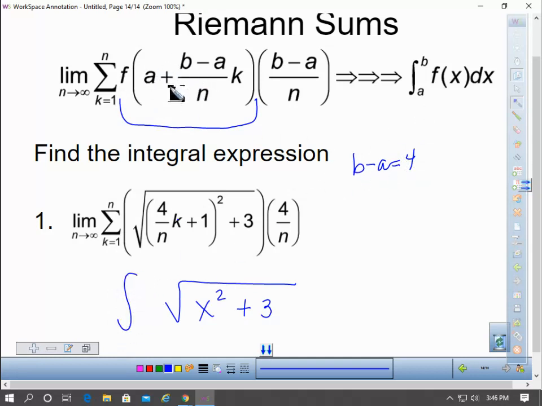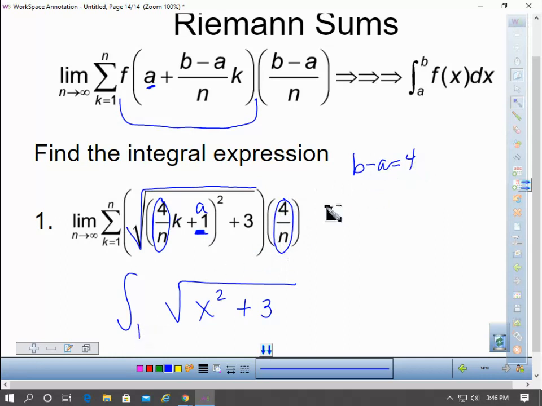And inside this expression, the number that's added inside the function, here's the function. Here's what's been plugged in for my x, something plus 1. So here is my a value right there. So it's b minus a over n k plus a number. So here's a right there. So that means my integral starts at 1. I can tell by looking at these two expressions, this is your b minus a over n, and this is your b minus a over n. So we know b minus a is 4.